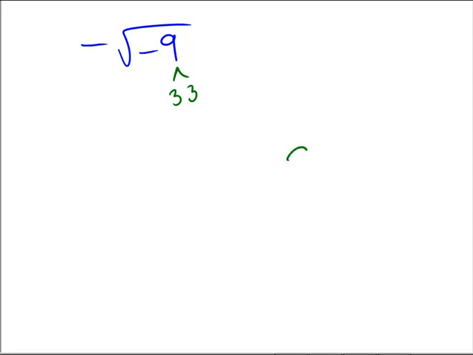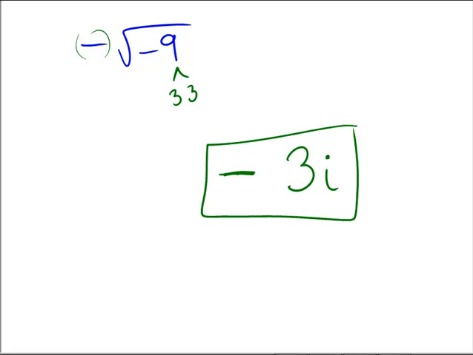So the answer is going to be 3, but there was a negative sign out in front, so I'm going to put the negative right there. And you are taking the square root of a negative number, so we need to put the placeholder of the i. And therefore the final answer to this problem should have been, hopefully you got, negative 3i.